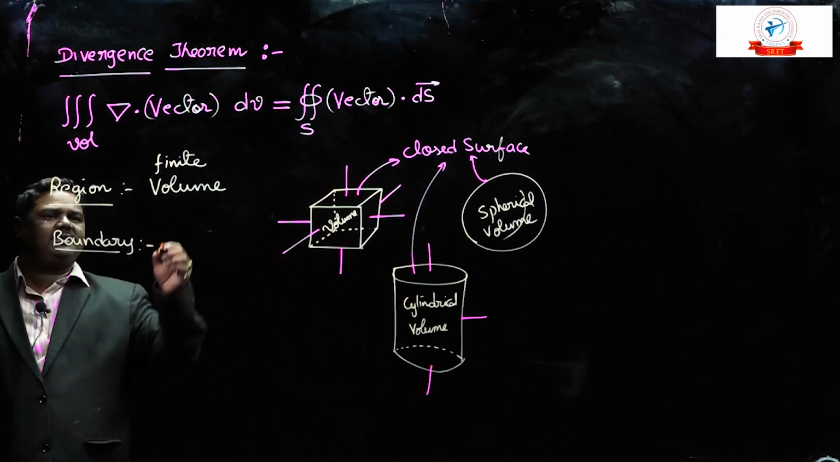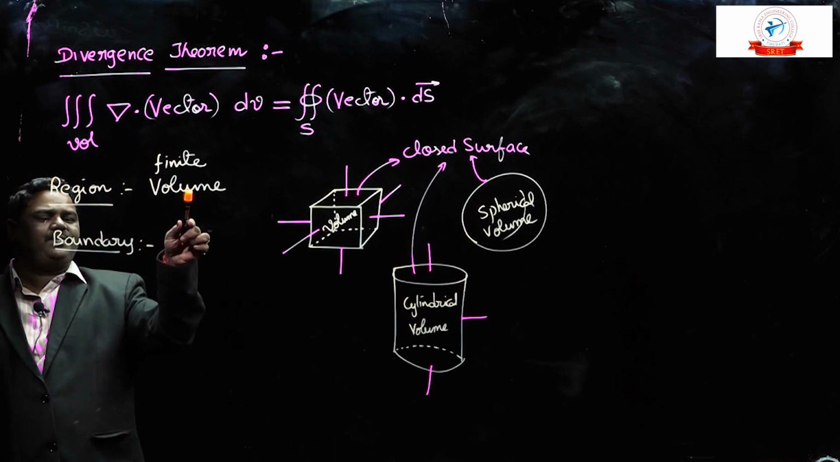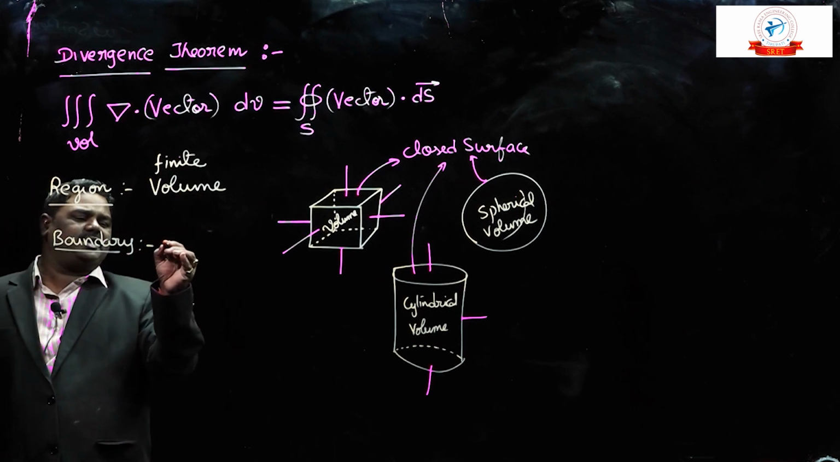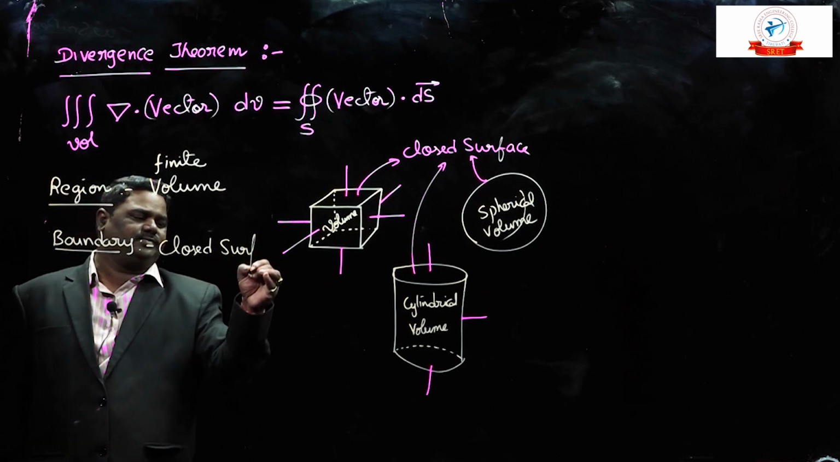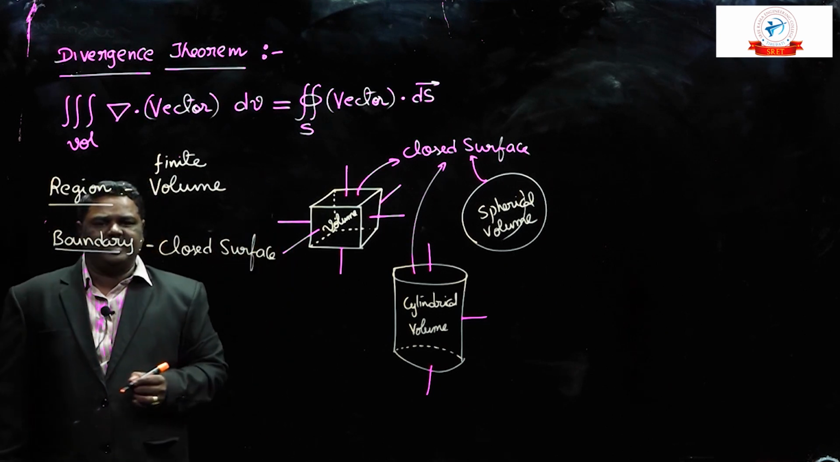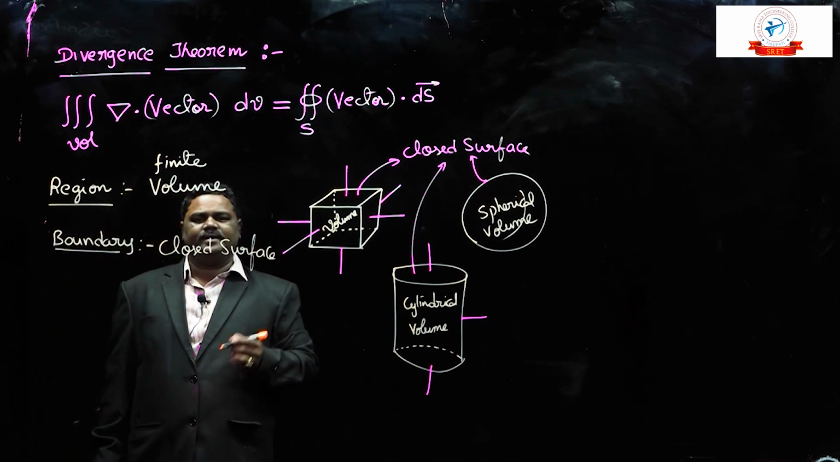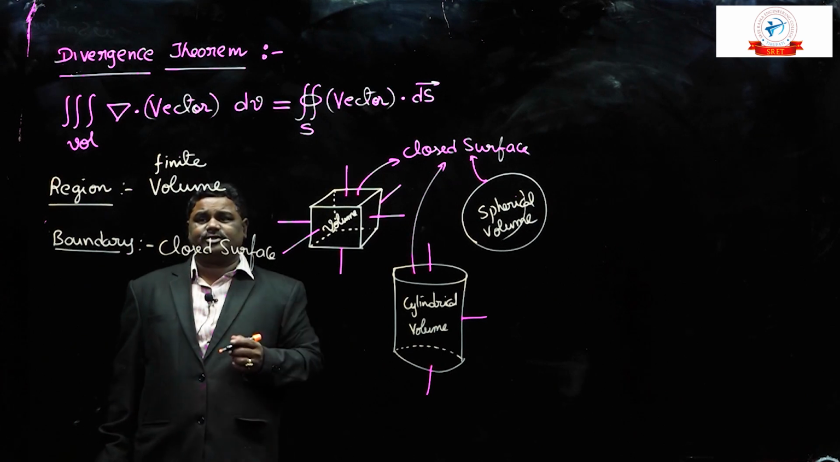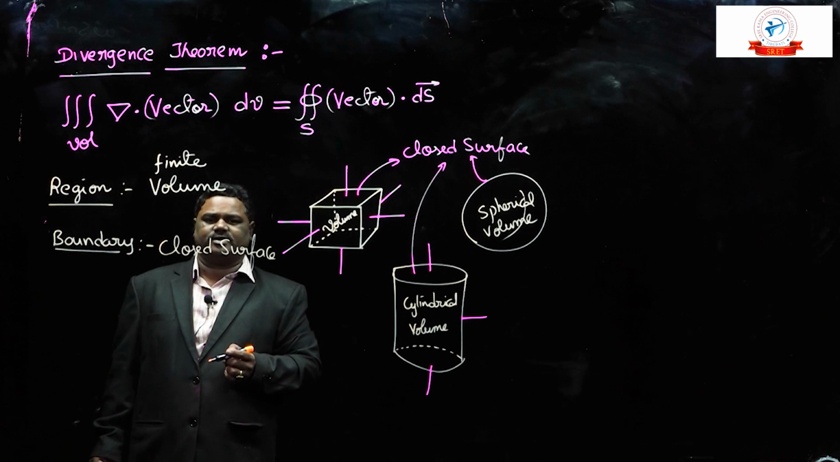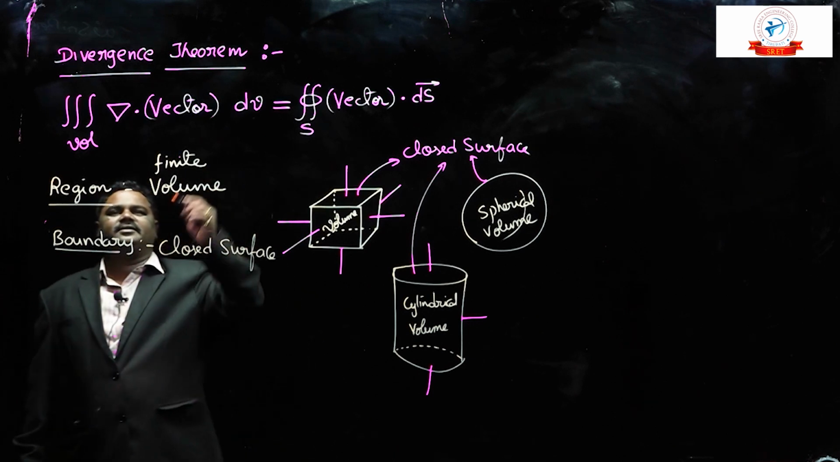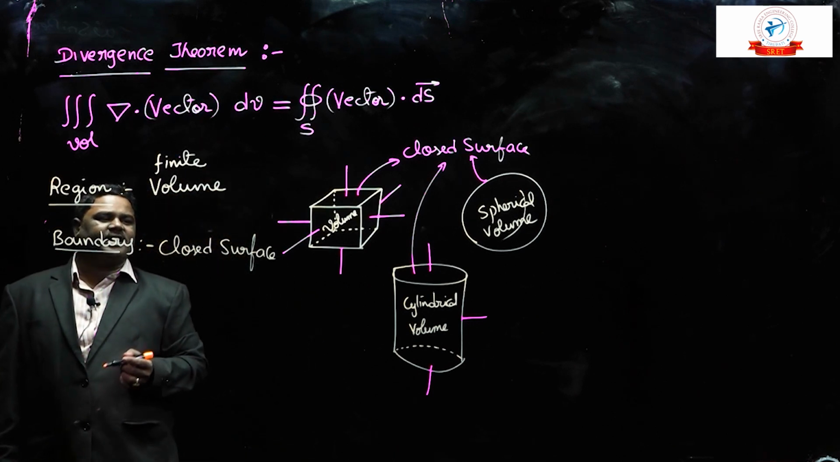That's what I'm going to write here. The region we have considered is a volume, and the boundary for this volume is a closed surface. Just understand this concept: for any finite volume, the boundary is a closed surface. Now let me explain this divergence theorem with the help of an example.